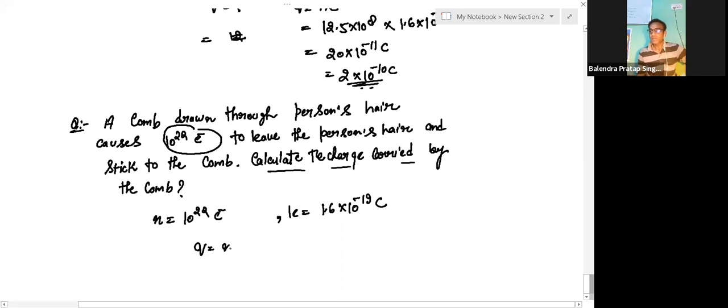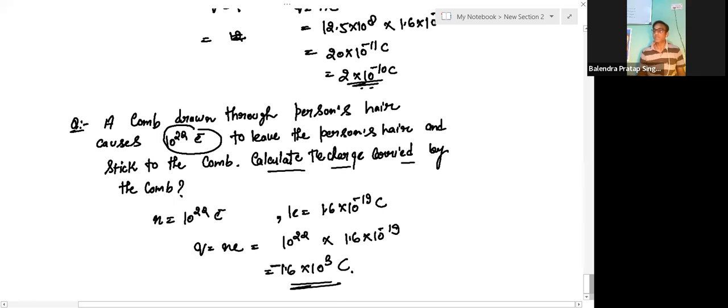So again, Q is equal to Ne, where N is 10 raised to the power 22 electrons into 1 electron charge, which is 1.6 into 10 raised to the power minus 19. So the answer is 1.6 into 10 raised to the power 3 coulomb. And the question is to calculate the charge carried by the comb. Here we are talking about electrons, so the charge is minus 1.6 into 10 raised to the power 3 coulomb. Okay, is it okay to all of you?